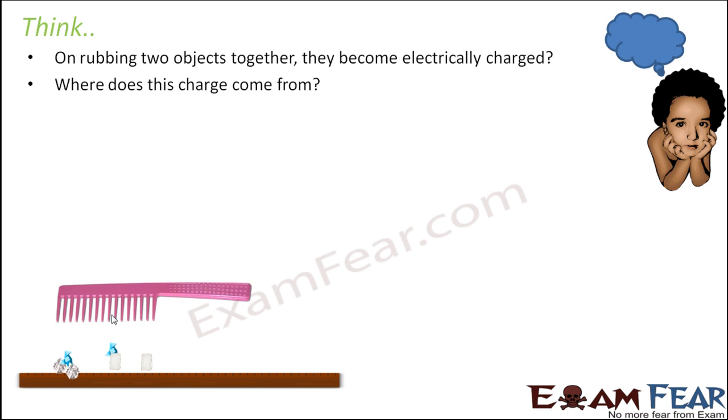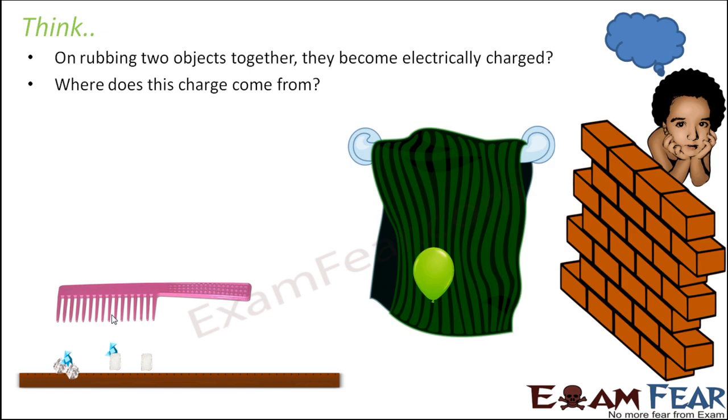Where does this charge come from? If you take this towel and a balloon and you rub this balloon, the balloon will get charged, and then if you try to stick this balloon to a wall, you will see that the balloon won't fall down because it has got some charge. The question is, where does this charge come from? Because if we assume that the smallest building block is an atom and an atom is neutral, when I'm rubbing it, from where is it getting charged?